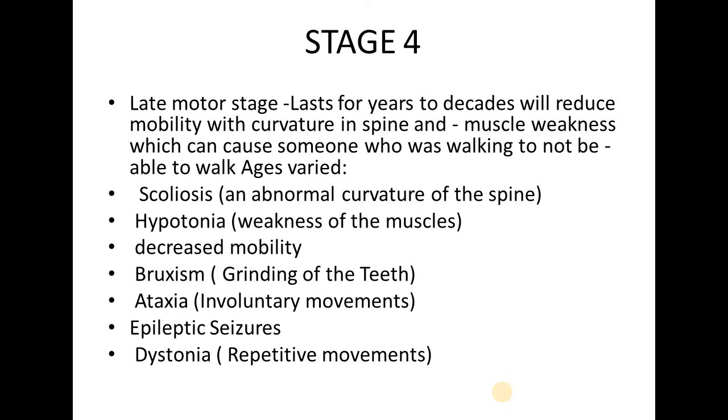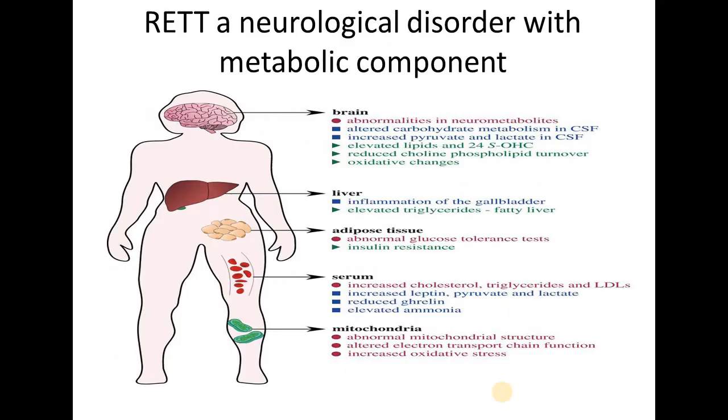And the fourth stage is the late motor stage, which lasts for years to decades, and reduces mobility with curvature in the spine and muscle weakness, which can cause someone who was walking to not be able to walk, varying according to age. Scoliosis, that means abnormal curvature of the spine. Hypotonia, that is weakness of the muscles, decreased mobility because of the weakness of the muscles. Bruxism, that is grinding of the teeth. Ataxia, that is involuntary movement. Epileptic seizures, and dystonia, that is repetitive movement. These are the different stages of Rett syndrome.